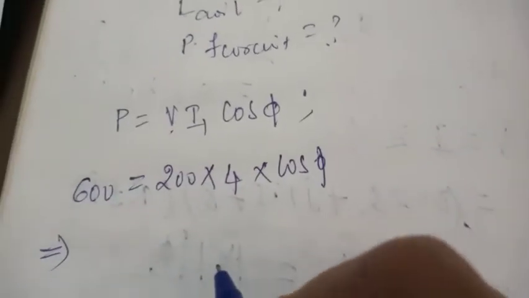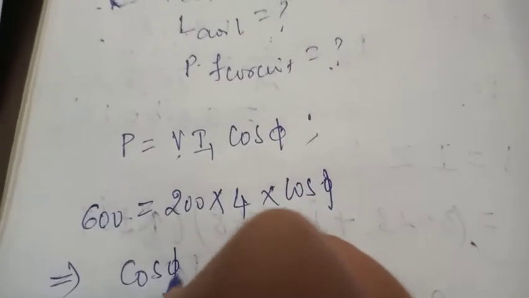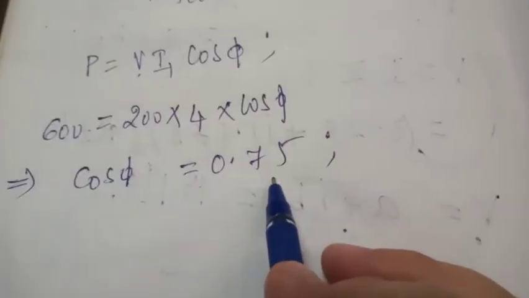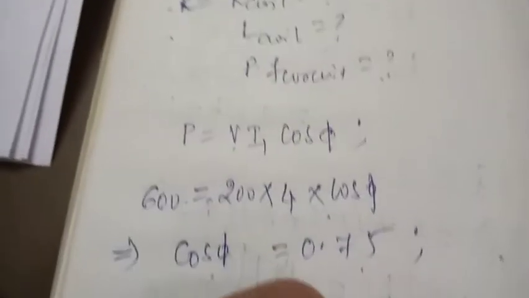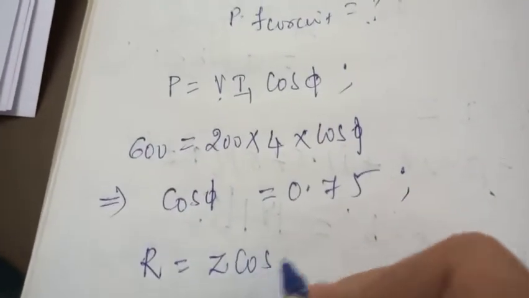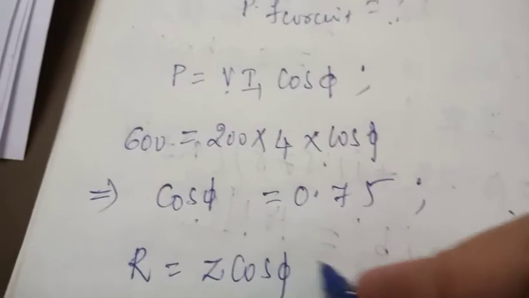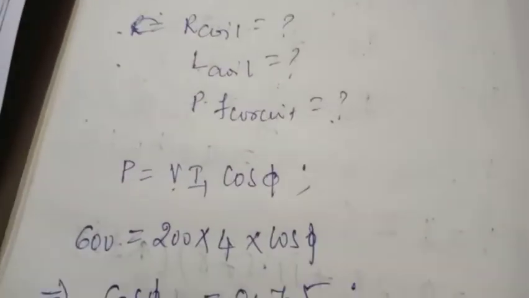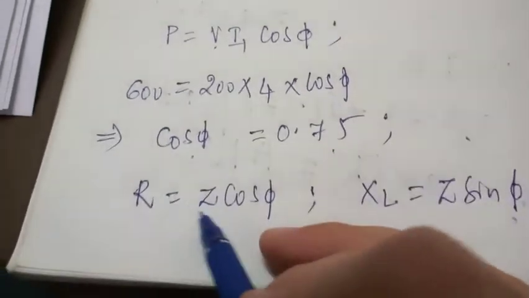Now cos phi is equal to, cos phi value is 0.75. So if I get the cos phi value, then I can easily calculate the resistance value in a series RL circuit. R is Z cos phi. XL is equal to Z sin phi. For this I have the cos phi value, but I don't know the Z value.